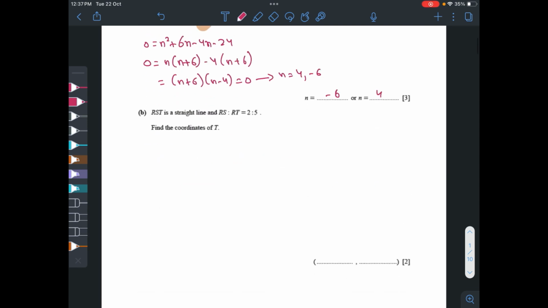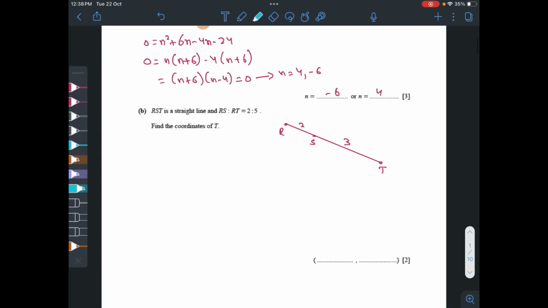The next part says RST is a straight line and RS:ST is 2:5. Find the coordinates of T. So if you draw a straight line, I'll explain it better by drawing a line that's actually true. So R to S, and then T is over here. Now from R to S, this is 2 units, and this is going to be 3 units. So all of this is going to be 5 units.